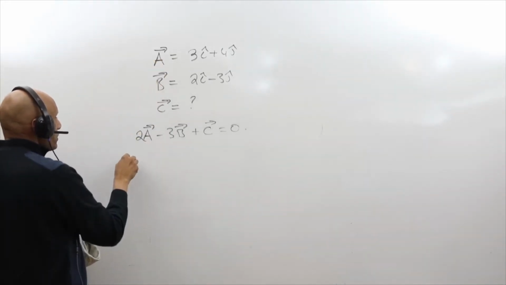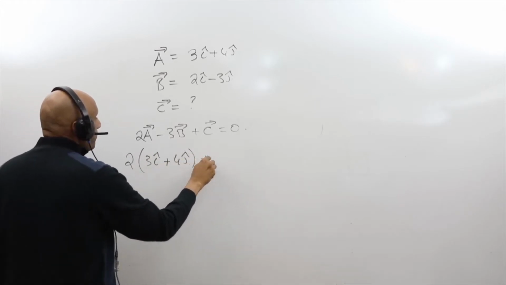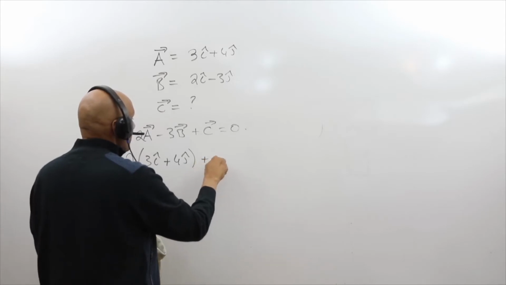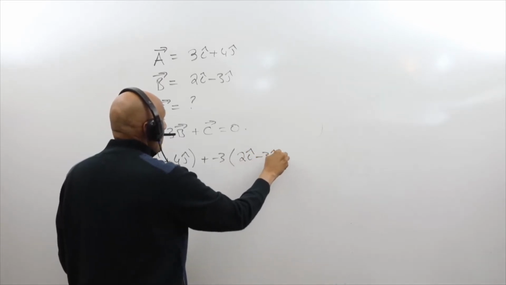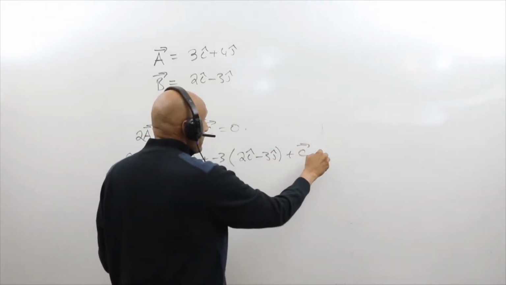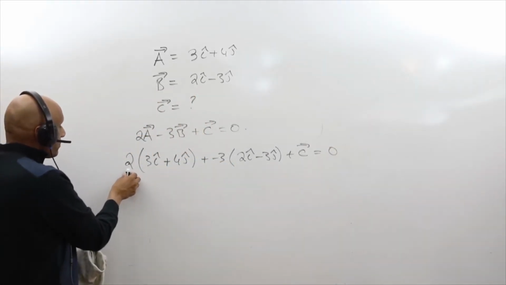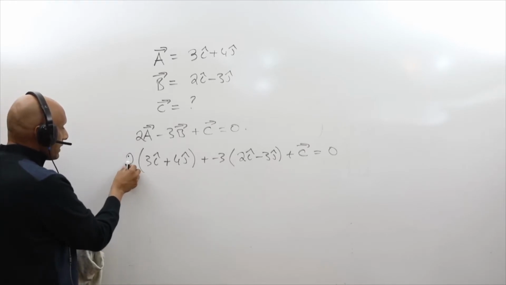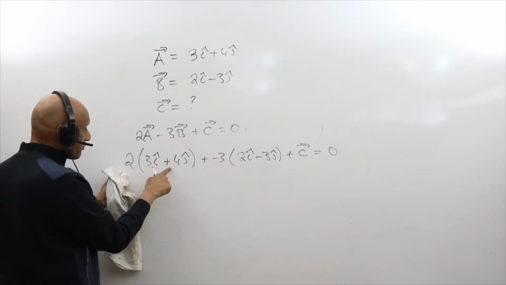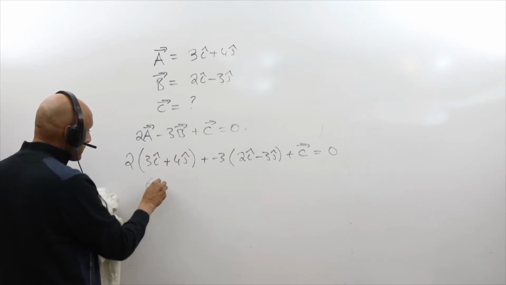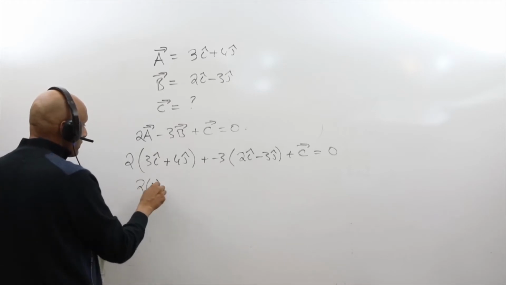Let's plug in 2 times (3i plus 4j), minus, so I'll put this as a plus minus 3, times b, which is (2i minus 3j), plus c vector. I don't know what that is yet, but I'll put this equal to 0. So we calculate. When we do scalar multiplication, we multiply the scalar value into the vectors. So twice of 3 meters east and 4 meters north is really 6 meters east, which is 2 times 3. This is called the distribution law. You're distributing the 3 over the other values.